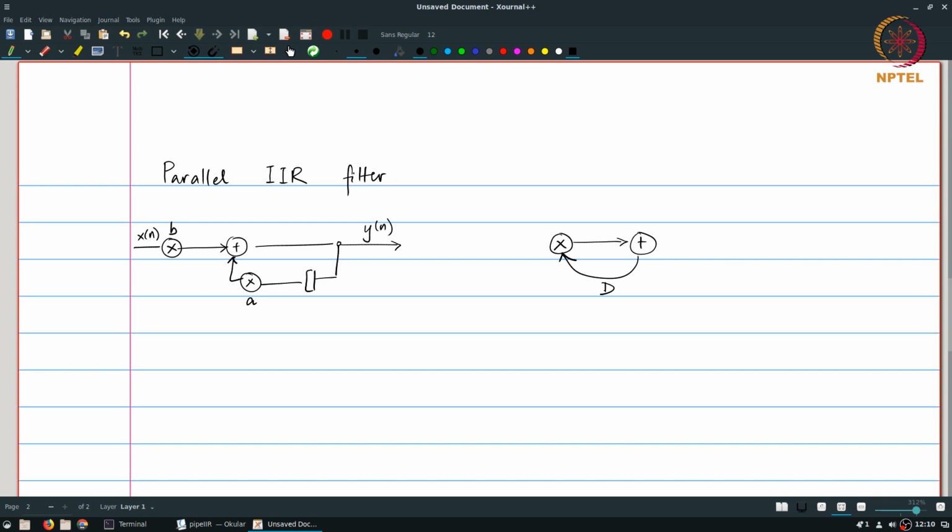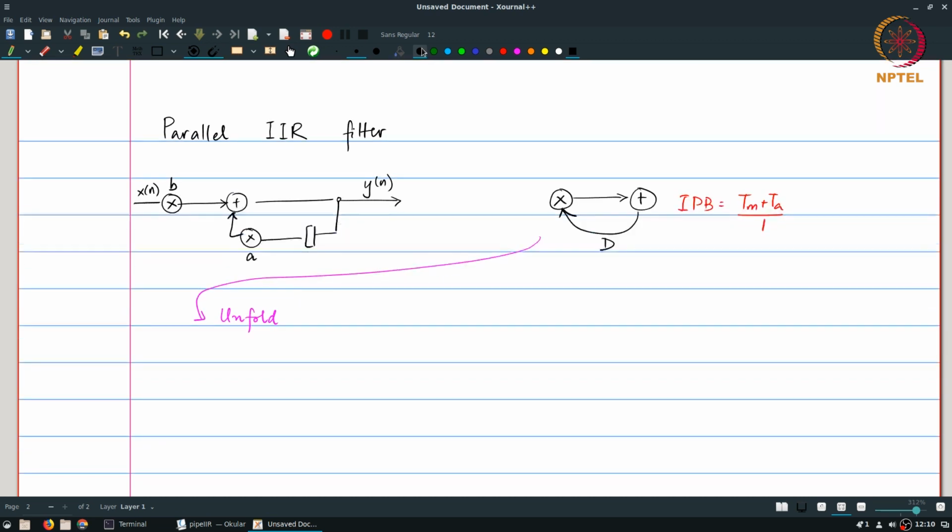This means that the iteration period bound over here is going to be given by (Tm + Ta) divided by 1. The critical path is also given by that, and so on. Right? What happens if we tried implementing a parallel version of this? The way that we would do that would essentially be by saying, let's unfold this graph, a two parallel unfolding. The structure that we would end up with would look something like this.